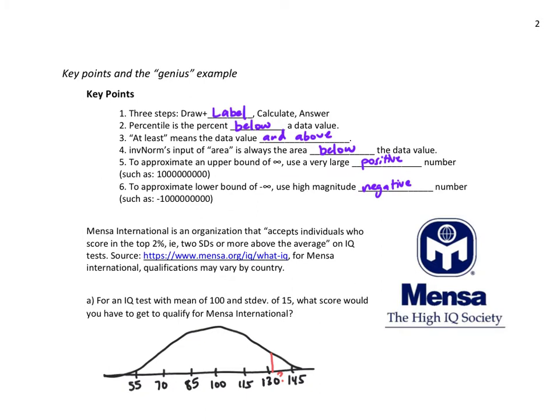And here he talks about key points and things to think about. If they say words like percentile, think of below. At least means anything above a certain point. Areas are usually calculated below, but that's for the TI Inspire. But for the Statplet app, the Statplet website, you can choose which direction you want to go.